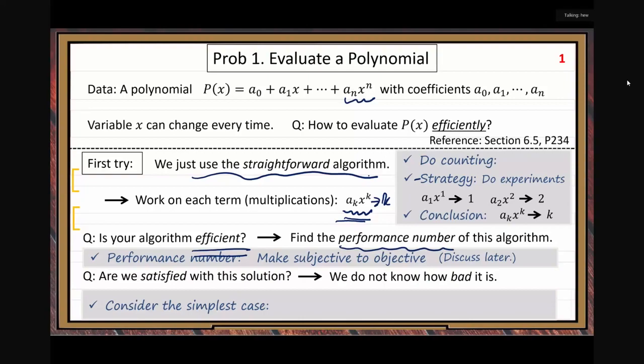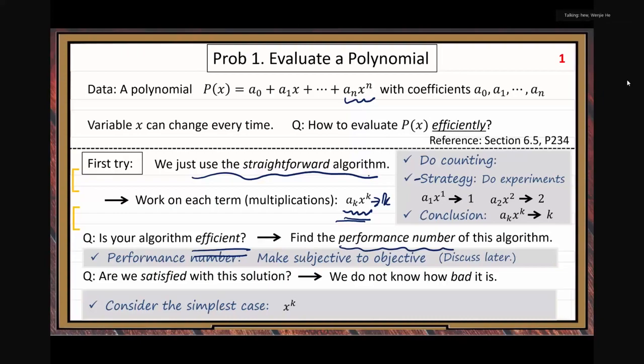So let me show you a simple example here. Let's consider this case, x to the k. If you use the straightforward way, how many multiplications do you need for x to the k? We did it in the previous slide, right? You use that result. How many multiplications do you need in terms of k? Correct. K minus 1.